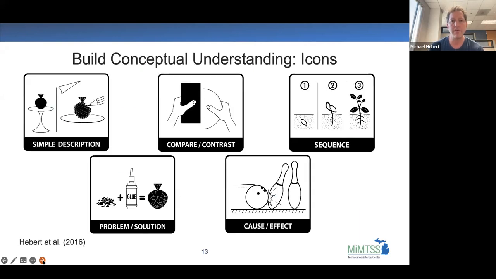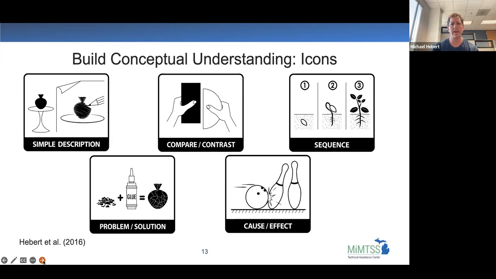One thing that we found is that giving kids icons can help them build a conceptual understanding of the text. And so here are the five basic informational text structures: simple description, compare-contrast, sequence, problem-solution, and cause and effect. These are the ones that we see most commonly. They were identified by Bonnie Meyer in 1986, maybe even a little earlier, and it's really formed the basis of a lot of the work in this area.